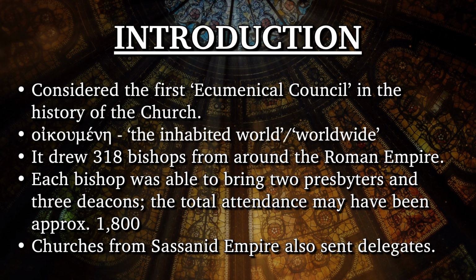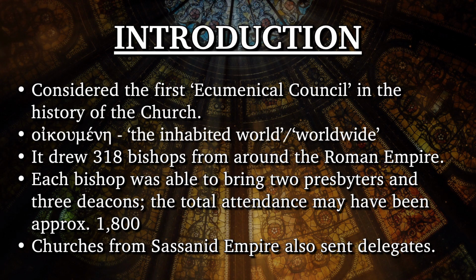Each bishop was able to bring with him 2 presbyters and 3 other assistants, basically 3 deacons of the church. And so the total attendance is usually estimated to be somewhere up around 1,800. All around the world, travelling in by horseback, sailing in, of course, most of them, from all around the world. This is what ecumenical means in this context: an ecumenical council, or a council drawn from all around the empire or the world.